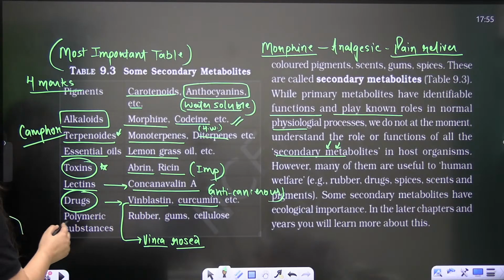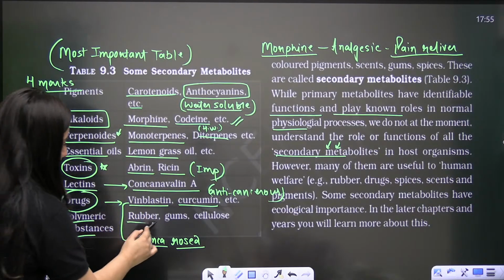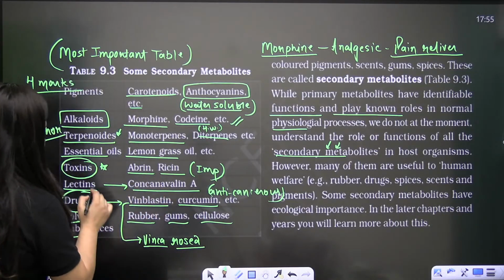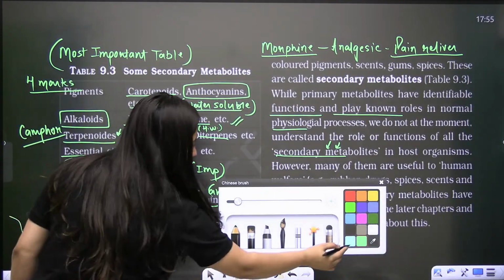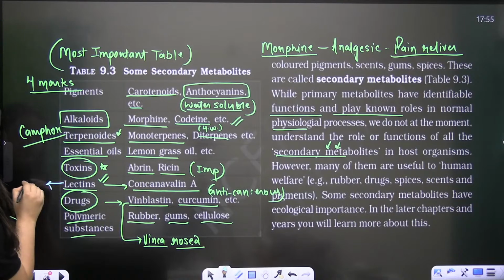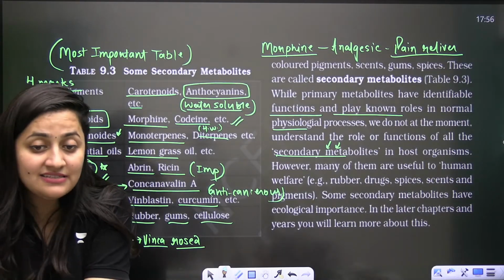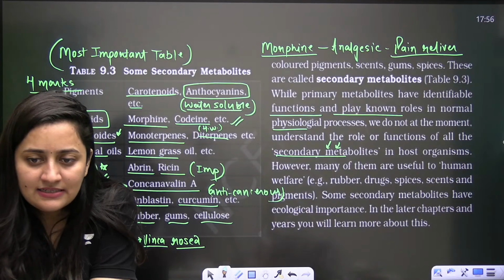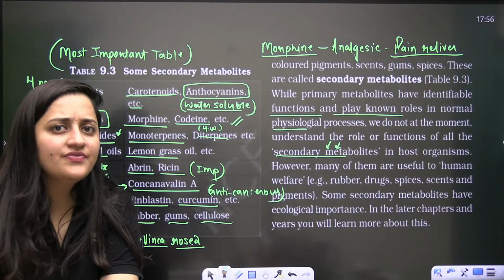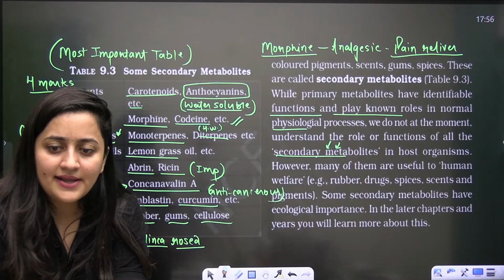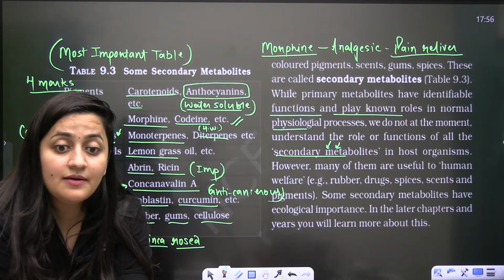Polymeric substances include rubber, gums, and cellulose. And here, do you know what this lectin is? This table is important, don't miss it. You have all seen Vinca rosea, it's very common, periwinkle basically. It's periwinkle in English and sadabahar in Hindi.